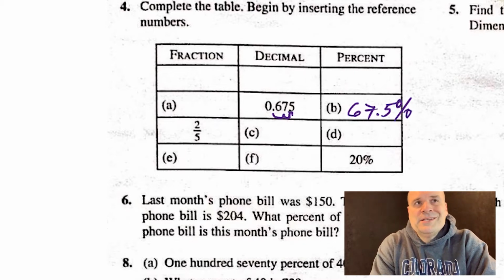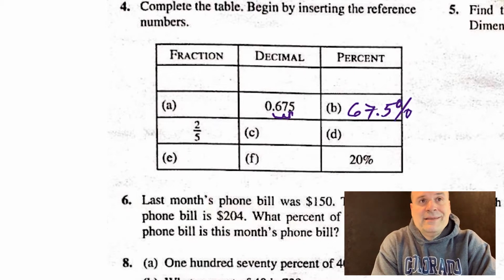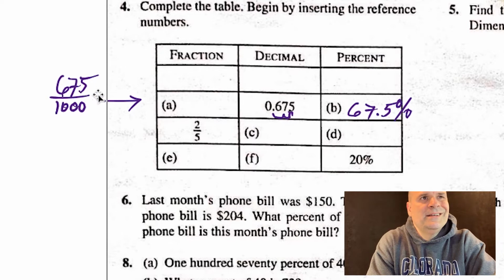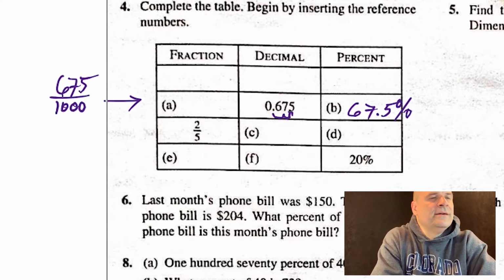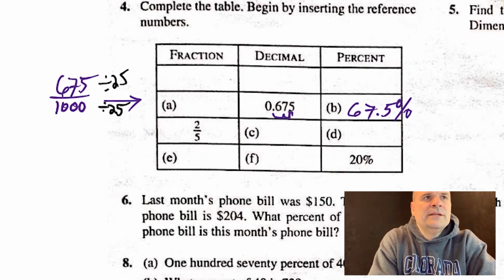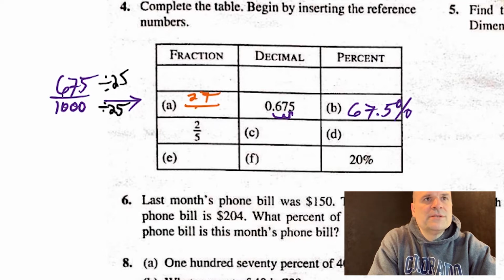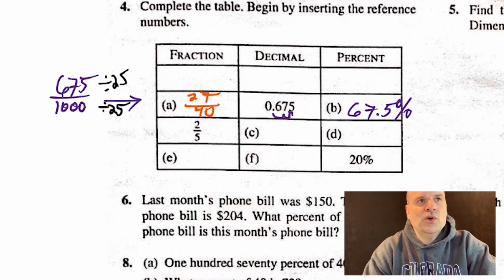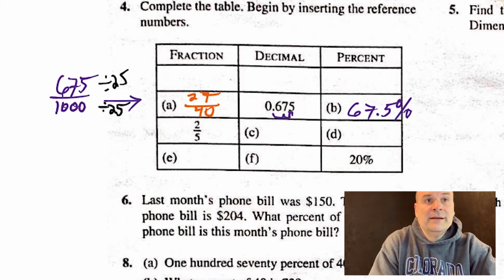All right, well, how do you change it to a fraction? Just say that number, 675 thousandths. Reduce it. I think you could probably take a 25 out of both of them. And you get 27/40. Cool. All right. Now, how do you change a fraction to a decimal?